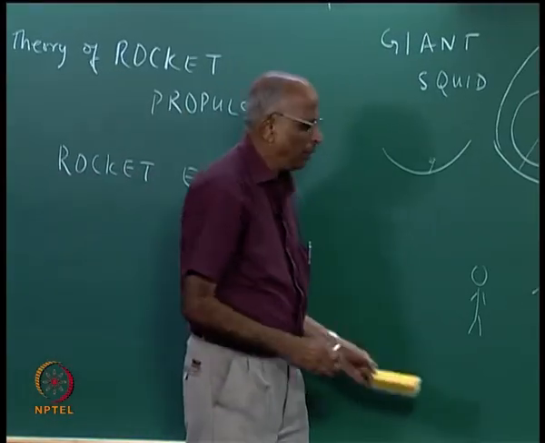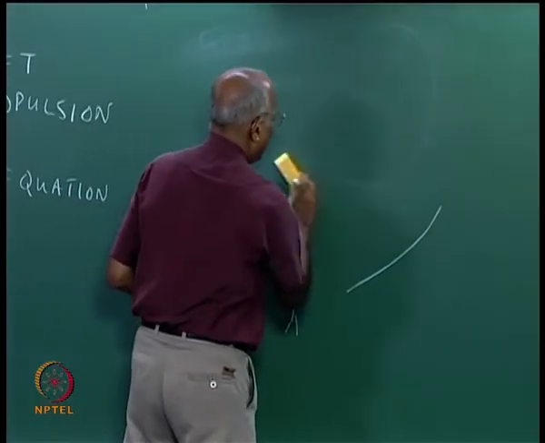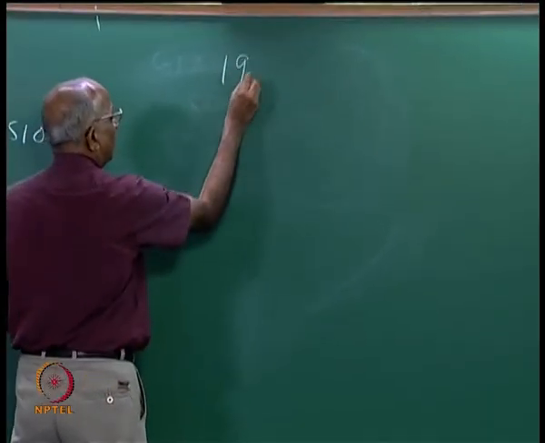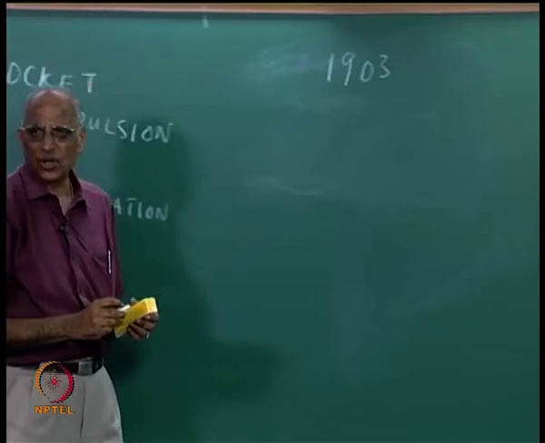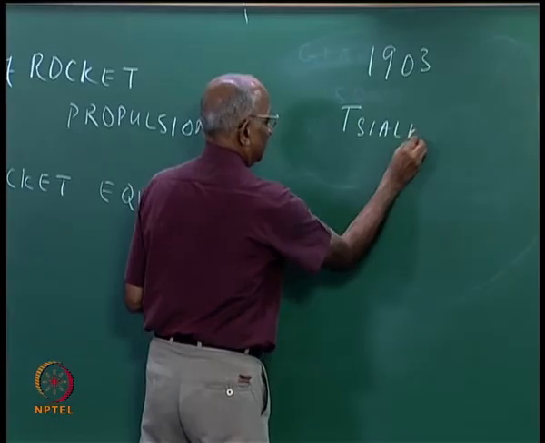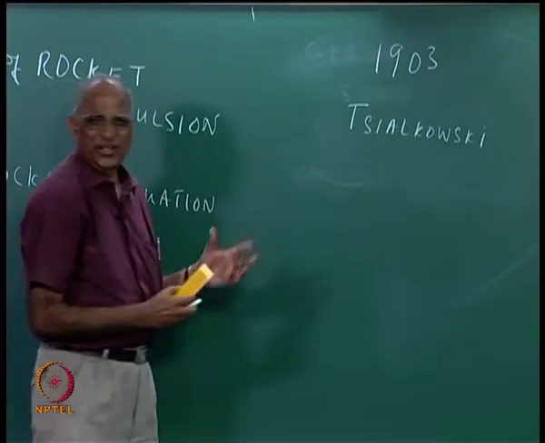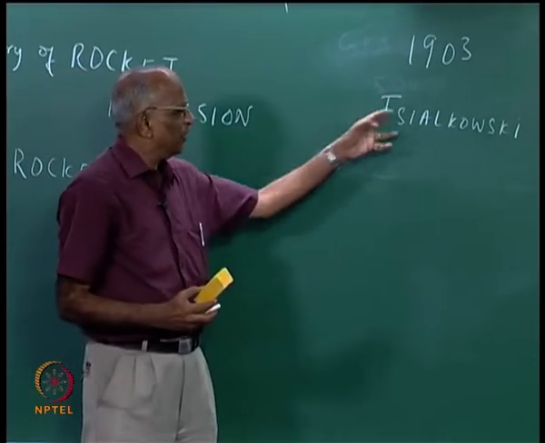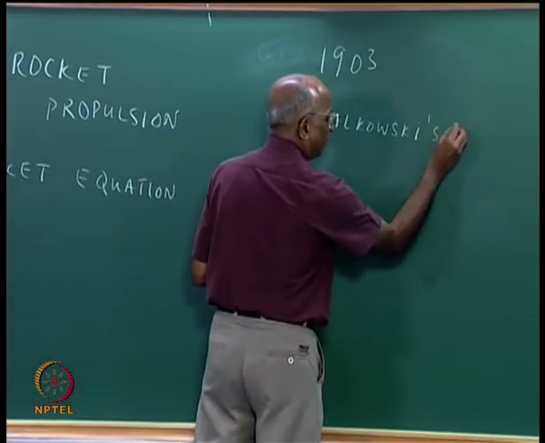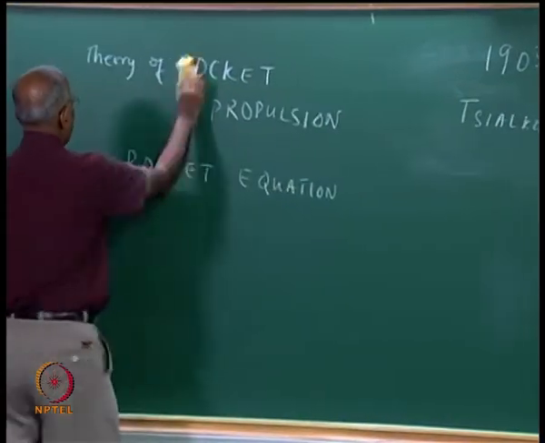See, it is so simple, but you will be surprised to know that the rocket equation was developed quite late, only in the year 1903, and that also by a Russian school teacher by name Tsiolkovsky. Now, this rocket equation which describes the propulsion of a rocket is also known as Tsiolkovsky's equation. Let us derive this. Let us go back.